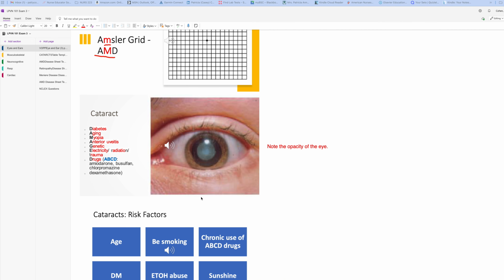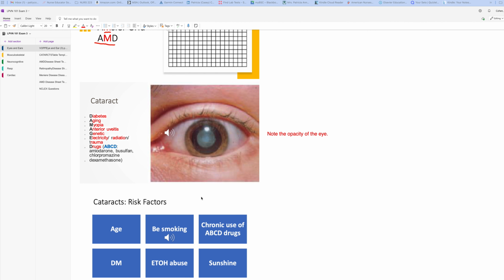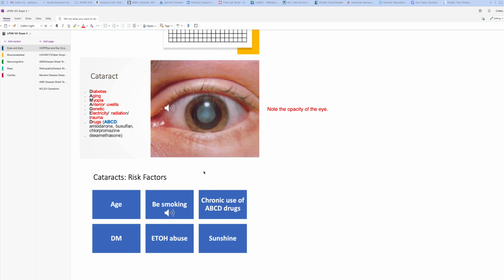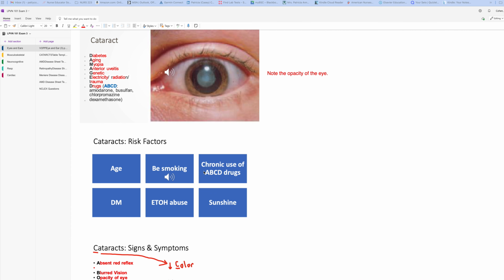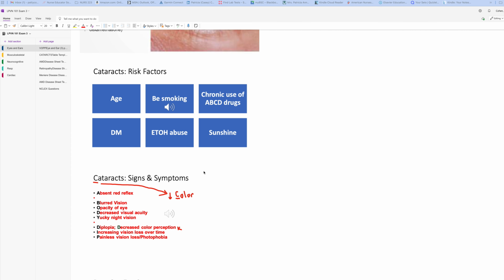Cataracts, definitely got to know it. So know what causes it. Note the opacity of the eye. Also, the risk factors, definitely have to know that. And with cataracts, how I remember they have a decrease in color perception. And I just remember C and C.